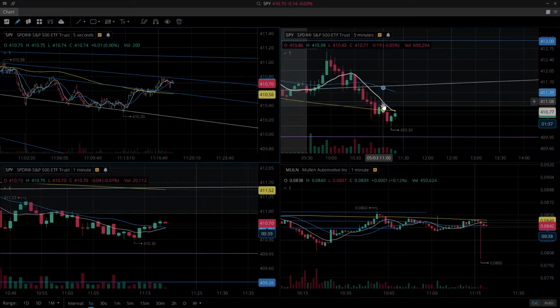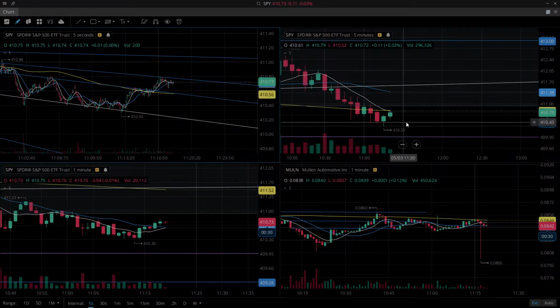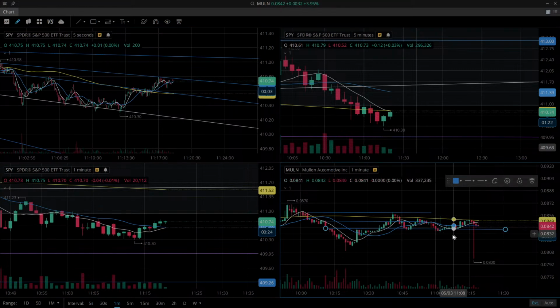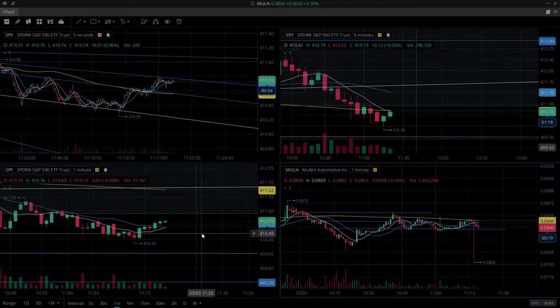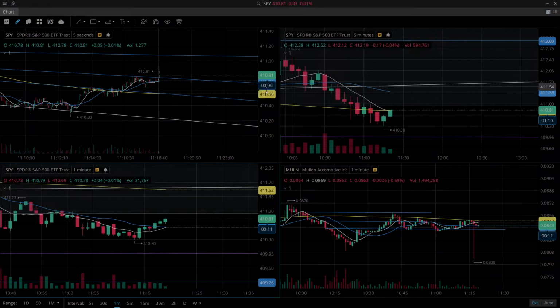Right up against the 5-minute 8 period as well, and then the 5-minute 200 is right here. So expect a little resistance here before we get a push, if we're going to push. Mullen here, just staying right in range. Love it. I went in at 41.38. All right, we're just on top of the fan.